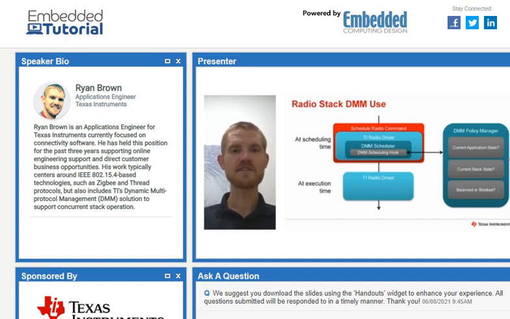Based on the priorities and the information provided by the DMM policy manager, it once again sends an execution hook through the DMM scheduler so that at execution time, when the TI radio driver is ready to communicate over the air, it will know which stack has the priority and should be allowed to communicate at that time.